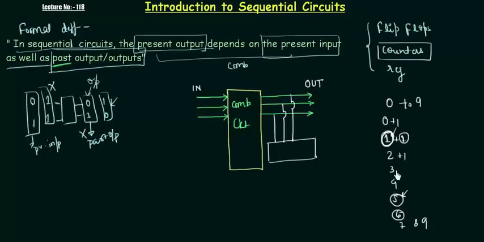Until and unless it knows what was the previous output, how is it going to add 1? So we require to store the previous output. This is a very important point in the sequential circuit. We require to store the previous output. So what we need is a memory. Okay, so what I am actually doing here, I am giving inputs, I am getting the output, and at the same time storing that particular output or outputs in my memory block.